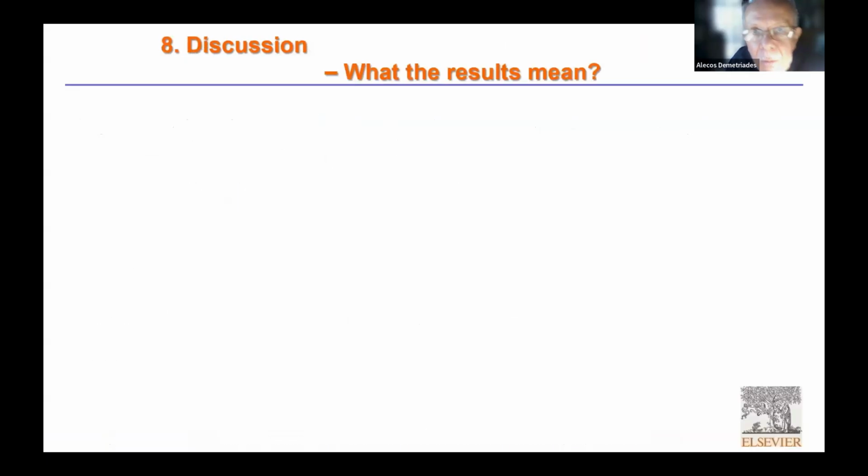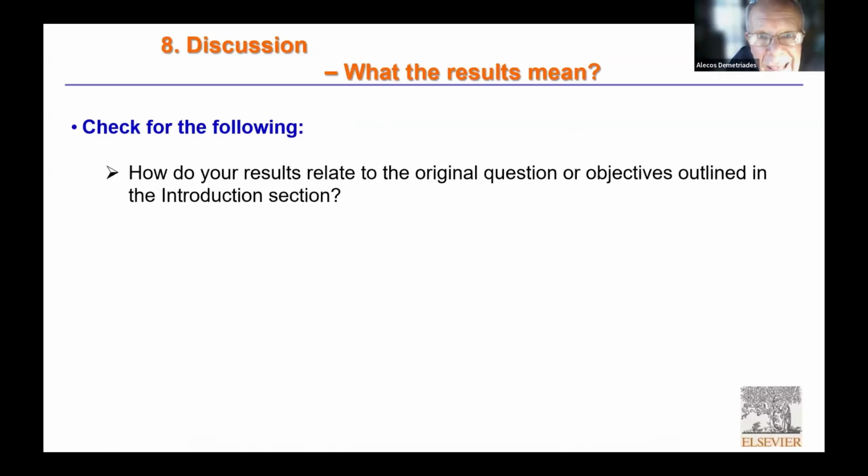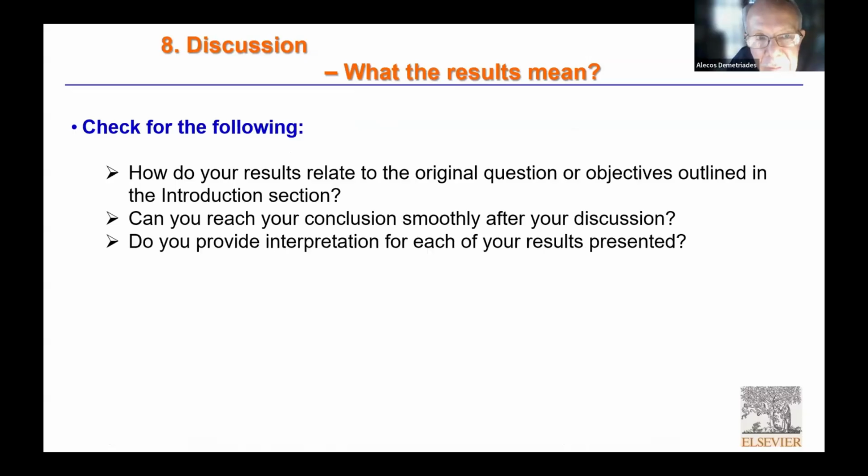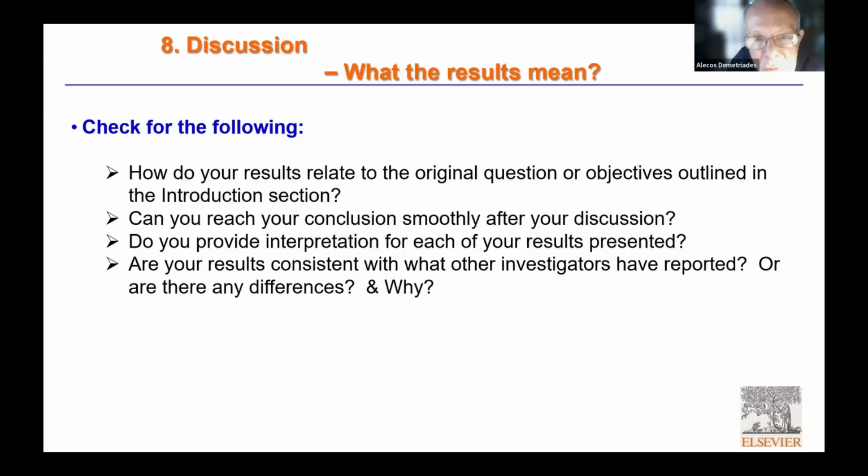Discussion. What do the results mean? Check for the following. How do your results relate to the original question or objectives outlined in the introduction section? Can you reach your conclusion smoothly after your discussion? Do you provide the interpretation for each of your results represented? Are your results consistent with what other investigators have reported, or are there any differences, and why?